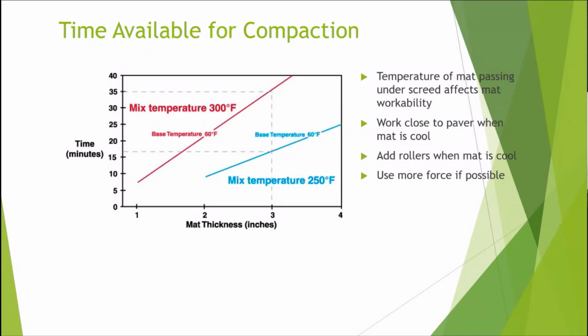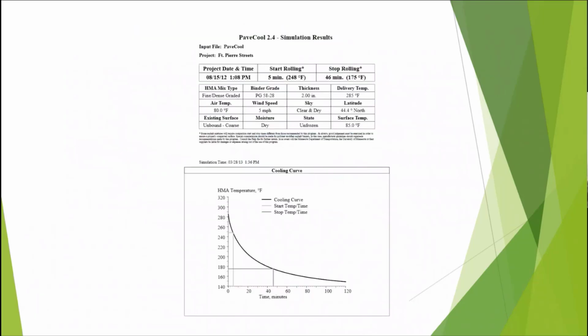Same mix, same paver, same rollers. If now it's only getting to my paver and into the hopper at 250 degrees, or behind the screed at 250, now I've got less than half that time to get the same density. So that's your takeaway here. So this is what you get.